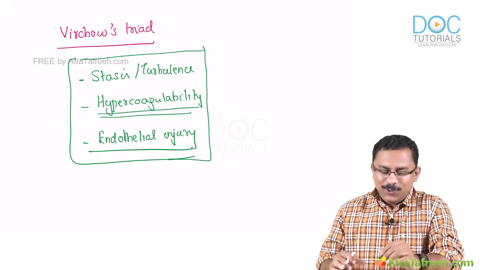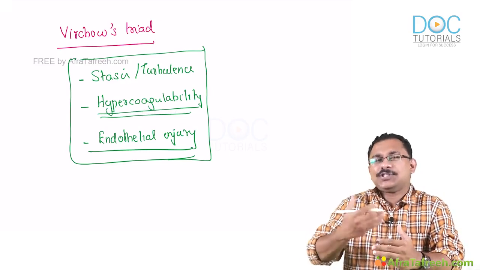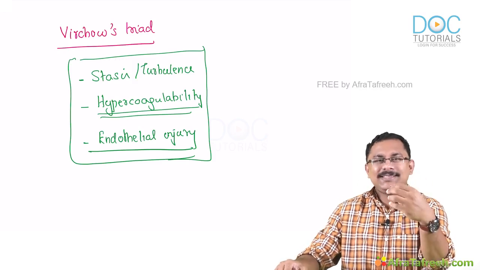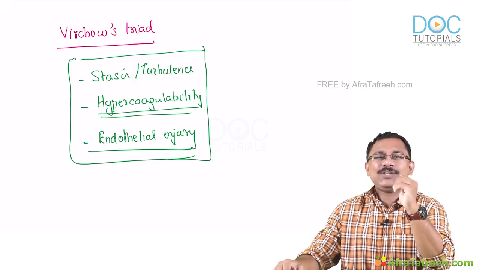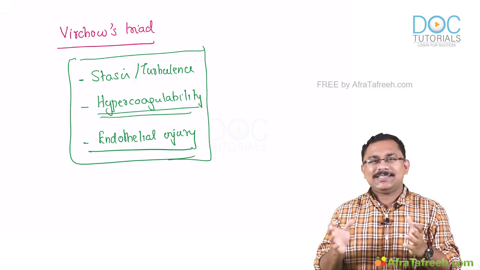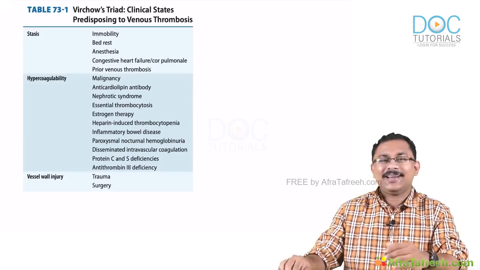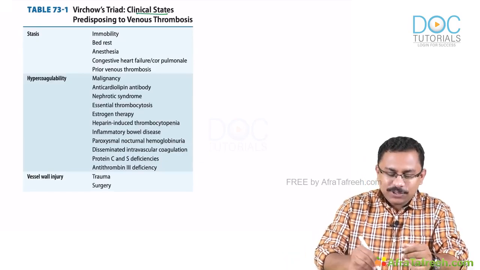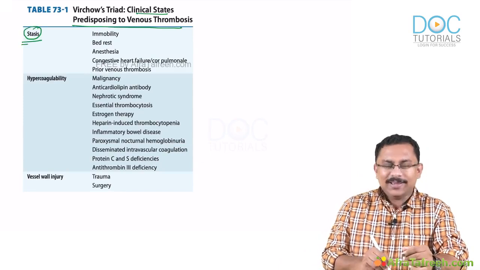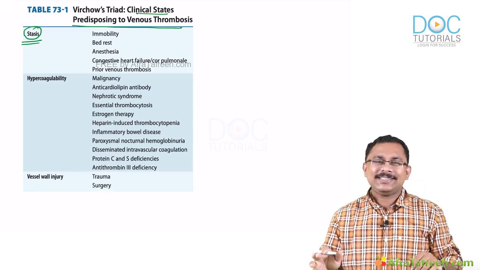Alright. Now these are the theory points, the factors predisposing to thrombus formation. But translating it into clinical practice, what are the scenarios in which you can expect a thrombus formation in the venous system? So let's have a look at the clinical scenarios predisposing to venous thrombosis. We are just describing the Virchow's triad in terms of the clinical scenarios.